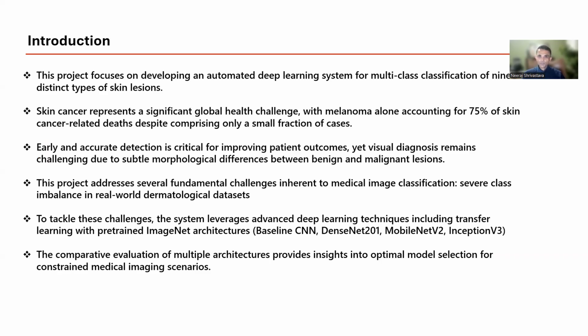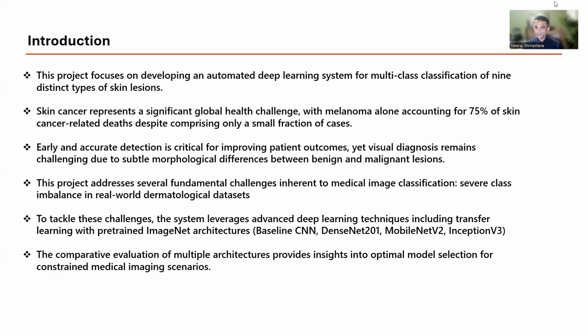Introduction. The project focuses on developing an automated deep learning system for multi-class classification of 9 distinct types of skin lesions, out of which 3 are malignant, in the sense that they are cancerous. Skin cancer represents a significant global health challenge, with melanoma alone accounting for 75% of skin cancer related deaths, despite comprising only a small fraction of cases. So, early and accurate detection is going to be critical for patient outcomes and saving lives.